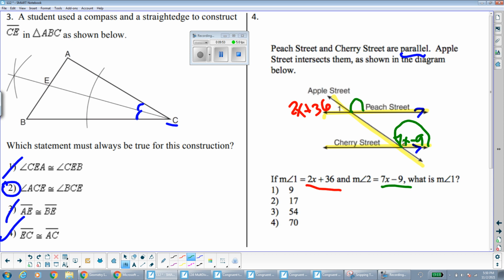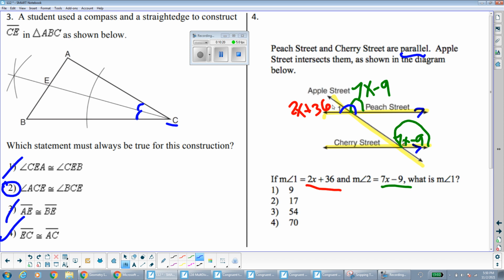Corresponding angles are in the same position, and as long as the lines are parallel, which they are here, corresponding angles are congruent to each other. So if angle 2 is 7x minus 9, this angle over here is 7x minus 9 as well. Now think about the relationship between this angle in green over here and angle 1. Together, they form a straight angle, which is 180 degrees. They are supplementary to each other.